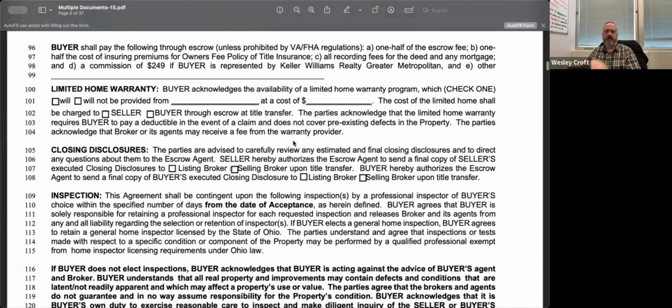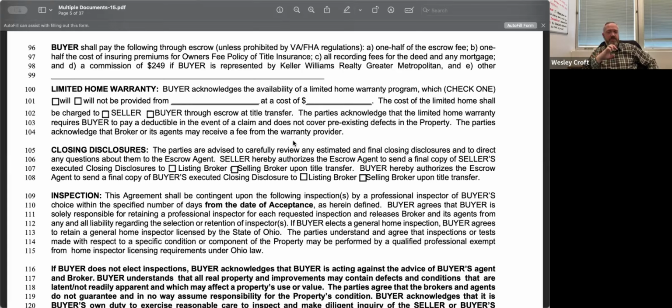Okay, so line 96, buyer shall pay the following through escrow. So one-half of the escrow fee. The way that I explain this to my client is anything and everything that the title company has to do to help you get this across the finish line, you have to pay for that. They don't work for free. Nobody really balks at that, but that's what that is. They have to pay the other half of the title insurance. C, all recording fees for the deed and any mortgage. These are the recording fees for taking all the paperwork down to the courthouse to get that recorded down there.